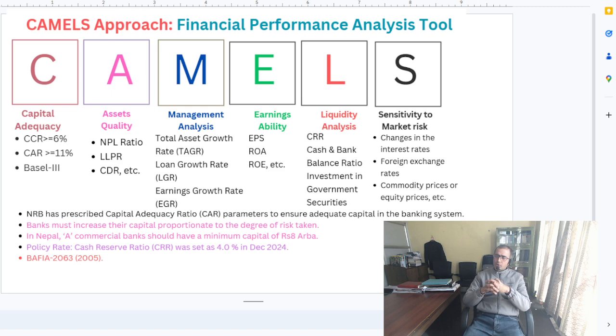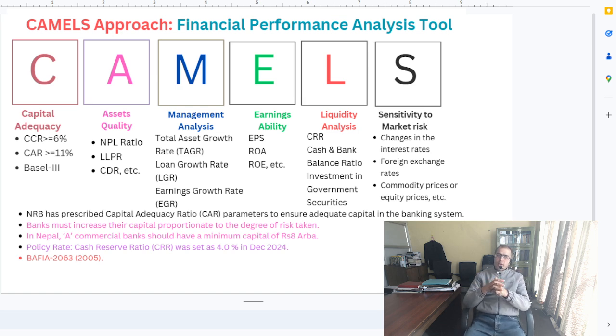Now liquidity is very important, like the cash reserve ratio, which in our case was set at 4% in December 2024, and that covers cash and bank balance, investment in government securities, and so on. Last is the very important sensitivity to market risks, friends. That is the changes in interest rates, foreign exchange rates, commodity prices, and equity prices, to which the banking system is sensitive too. That's market risk. If you remember, we calculate the beta value. The higher the beta value, the higher the market risk, friends.